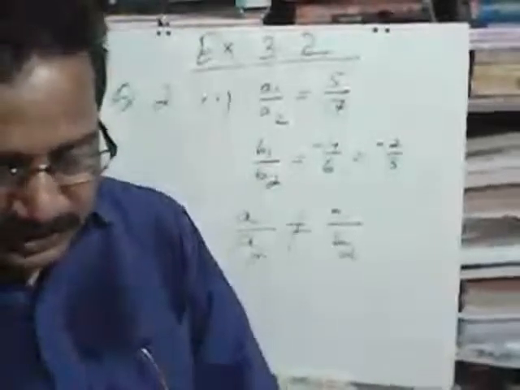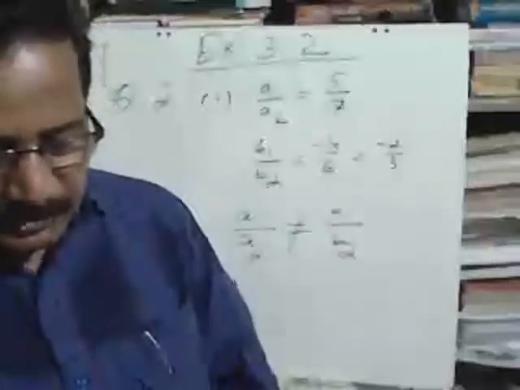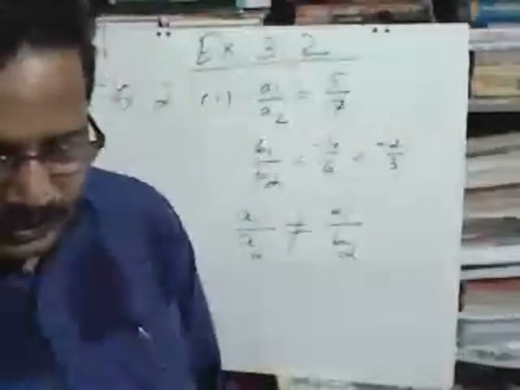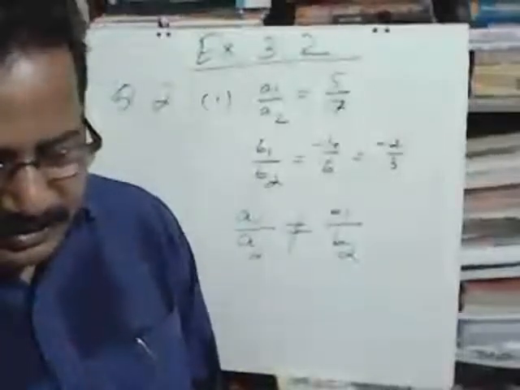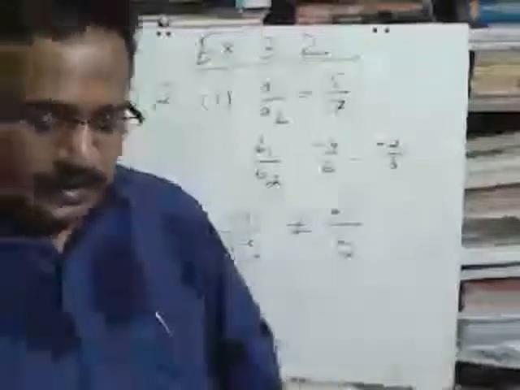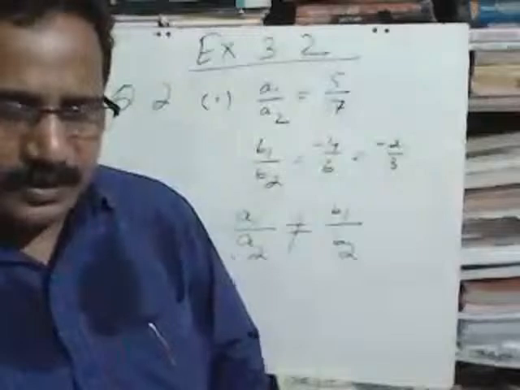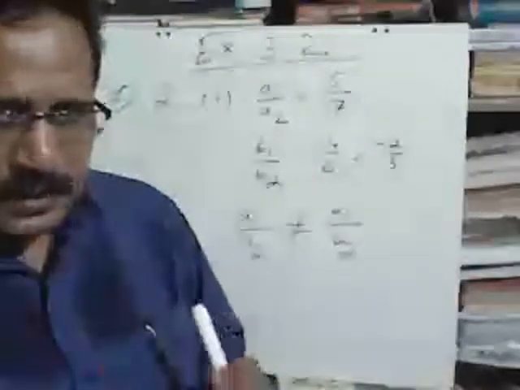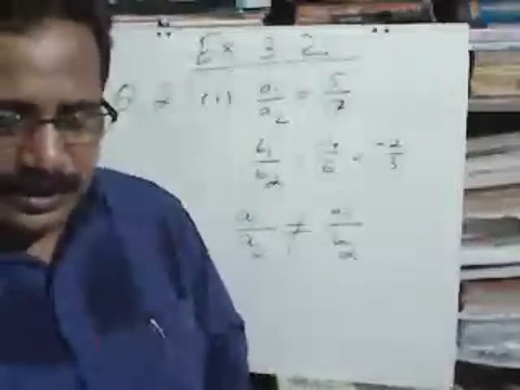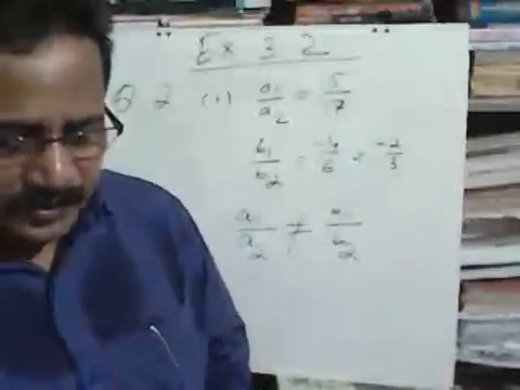But in question number 3, what is written is, on comparing the ratios A1 by A2, B1 by B2, and C1 by C2, find out whether the following pair of linear equations are consistent or inconsistent. In the previous question, question number 2, you had to see the nature of the graph: lines are intersecting, or parallel, or coincident. But in question number 3, you will say whether it is consistent or inconsistent.